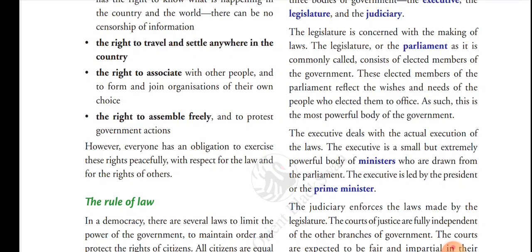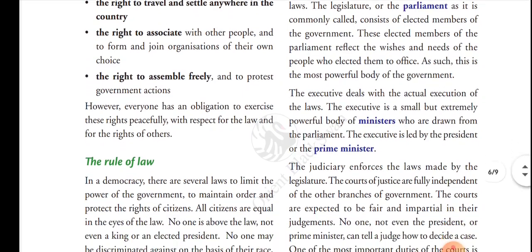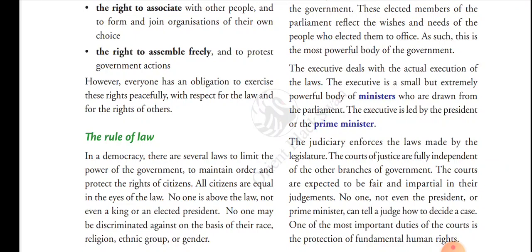Next, the right to associate. Associate means get together. They can meet other people and form and join any organization of their own choice. Next, the right to assemble freely, and they can protest. If they are not satisfied with the government policies, government work, they can protest against government actions.